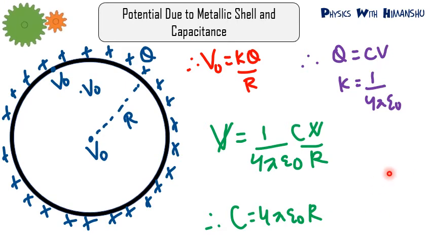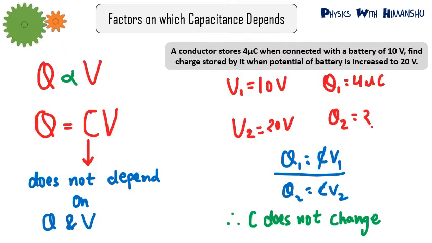Okay, now coming to the numerical part. See, Q is directly proportional to V, and we have replaced the proportionality by an equal sign and a constant C. This C is capacitance. Always remember, if you replace a proportionality sign with a constant, then that constant will not depend on these parameters. So Q is directly proportional to V, with the proportionality replaced by C. Now C will not depend on Q and V. If you increase V, Q will increase. If you decrease V, Q will decrease.